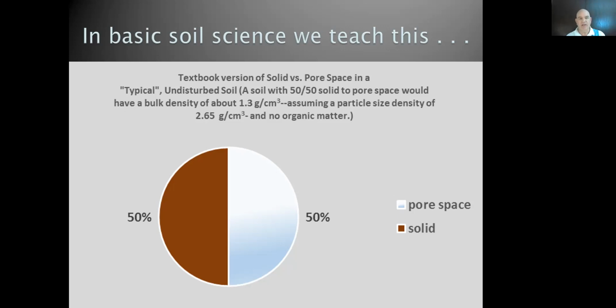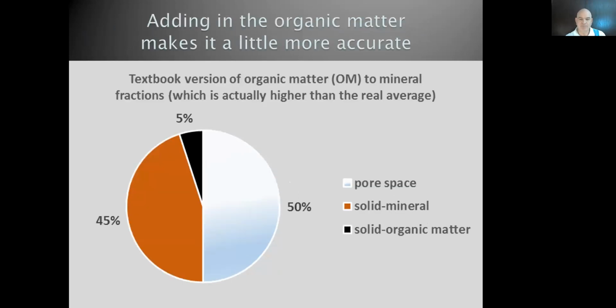So if the ideal world was really true, we would have these bulk densities. The reality is we rarely see a bulk density of 1.3. We see them typically much higher. So, when we throw in the reality of the thing, we see that it can be different.